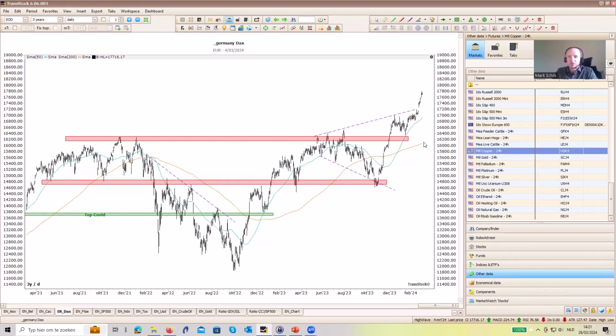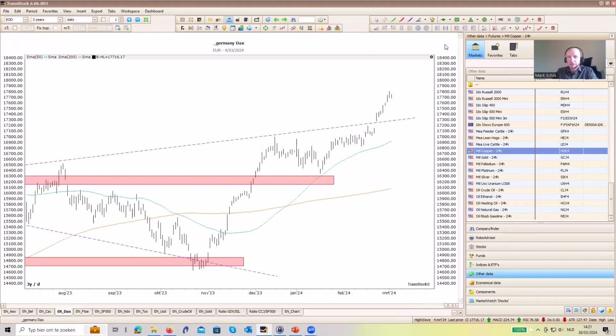So maybe it's possible that this index will have a test of this breakout line. Of course, this is our main support. But if we look at the charts, we can maybe add a little support zone here, again around the same level as the 50-day average. But here we see the index is much more extended because it's in full force. So a little bit intermediate term.